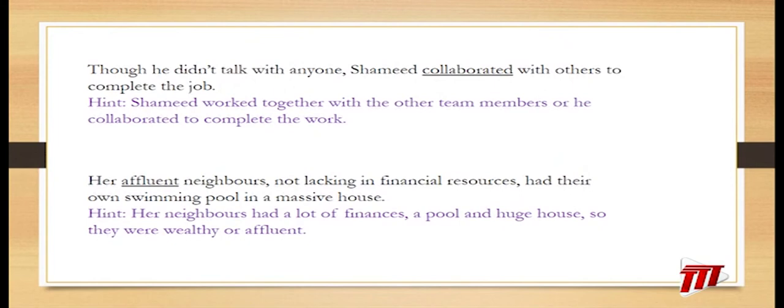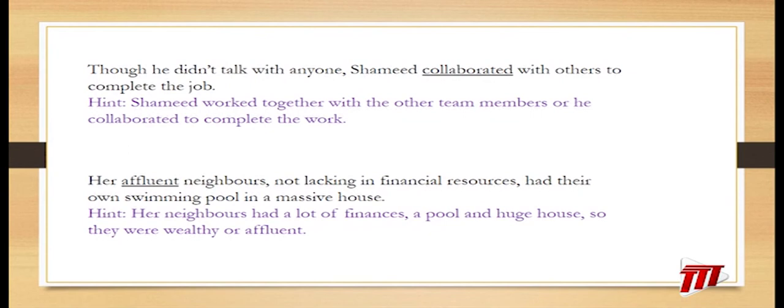In this sentence, we see that her neighbors are not lacking in financial resources, meaning that they have financial resources, and they own a swimming pool in a huge house, in a massive house. So people who have these things at their disposal, we can say that they are very rich. So if you decided that affluent meant wealthy or very rich, you're very correct. Her neighbors had a lot of finances, a pool and huge house. So they were wealthy or affluent.